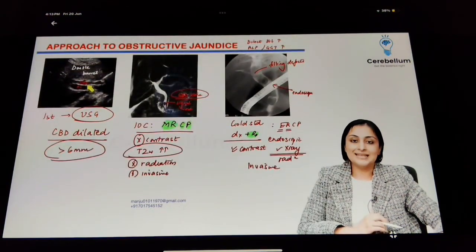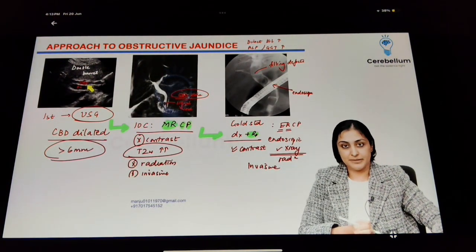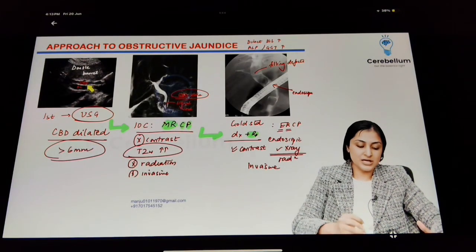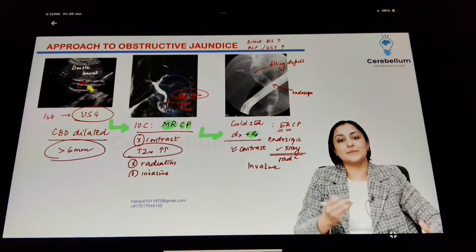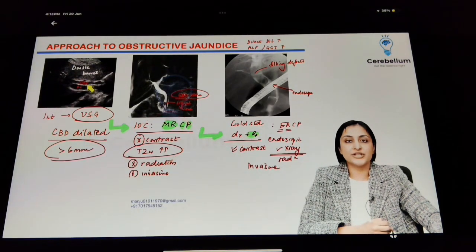Did you understand? So in cases of obstructive jaundice, you have to remember it's ultrasound followed by MRCP followed by ERCP. The only potential confuser that they can give you here is, what if ultrasound only shows me that there is a distal CBD stone? In that case, do I need MRCP? Then I don't need MRCP. If ultrasound shows you CBD stones, then go straight away for ERCP.